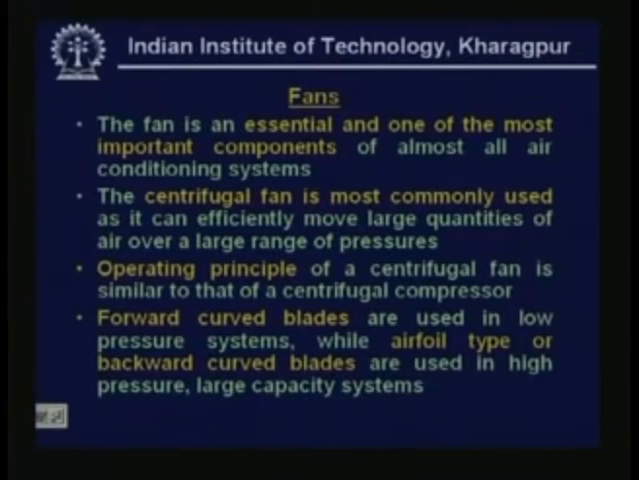Normally, forward curved blades are used in low pressure systems, whereas airfoil type or backward curved blades are used in high pressure, large capacity systems. Compared to forward curved blade centrifugal fans, the airfoil type or backward curved blades give higher efficiency. Since efficiency is important in large systems, normally large systems use airfoil type or backward curved blade fans.